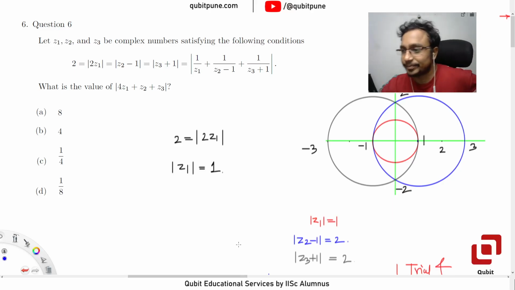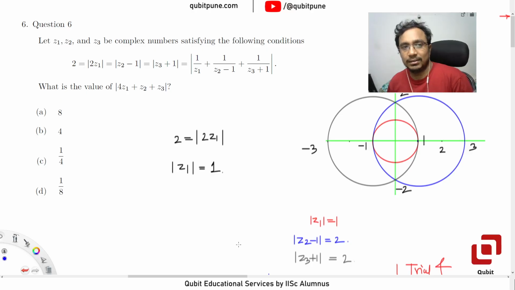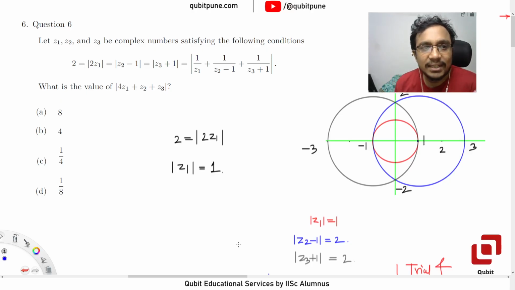Okay. Now, my method definitely involves trial and error. If you did this with a different method, you can let me know. Let Z1, Z2 and Z3 be complex numbers satisfying the following conditions. 2 equals mod of 2Z1, which also equals mod of Z2 minus 1, which also equals mod of Z3 plus 1, which equals mod of 1 upon Z1 plus 1 upon Z2 minus 1 plus 1 upon Z3 plus 1. What is the value of 4Z1 plus Z2 plus Z3 mod?